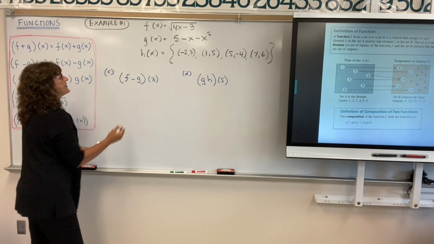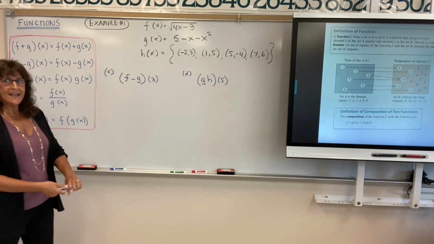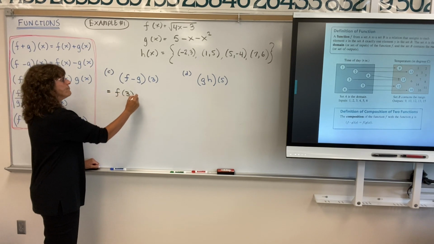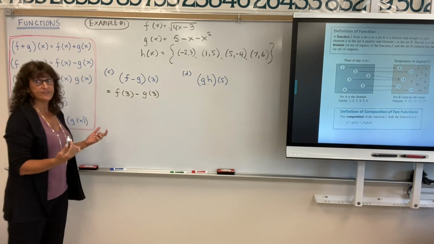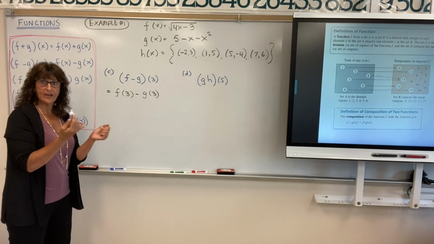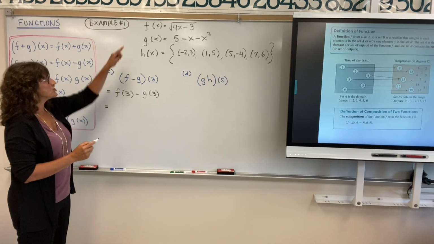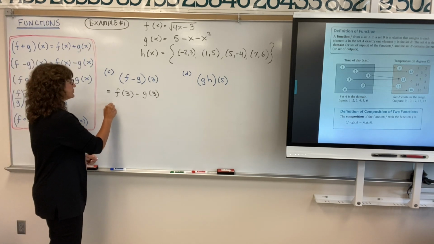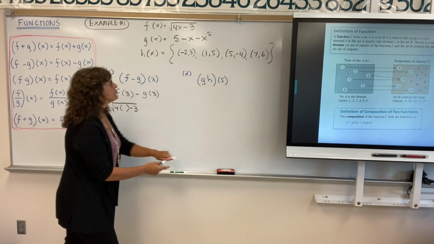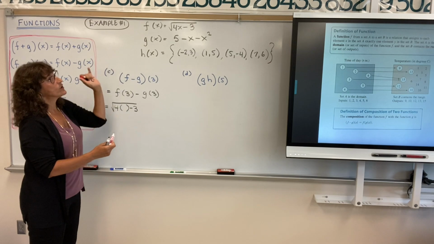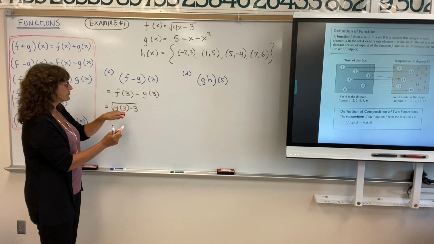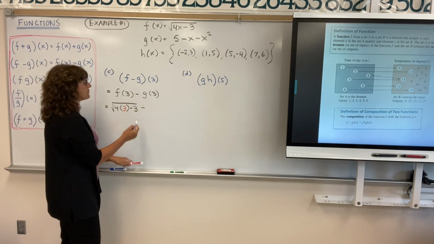So there's f minus g of 3. By definition, we want to call this f of 3 minus g of 3. We want to evaluate each piece separately and combine them. The f function is your radical function. Under the radical we have 4 times x minus 3, and we want to replace the x. So f of x is the radical of 4x minus 3. For f of 3, we replace the x with 3, minus now g of 3.